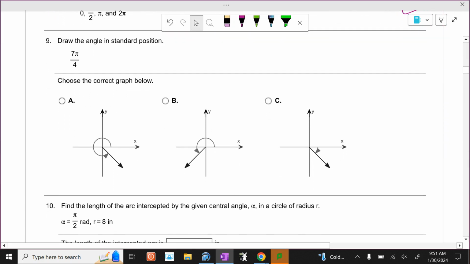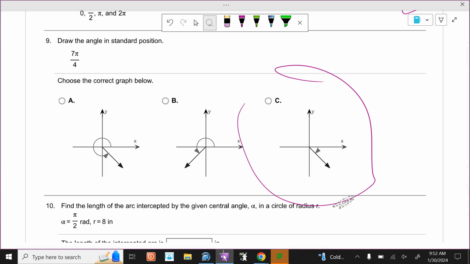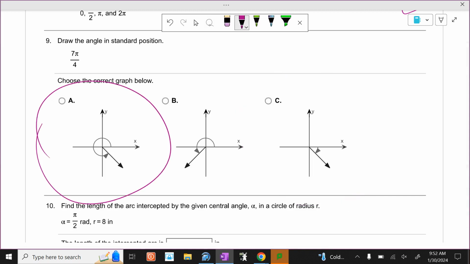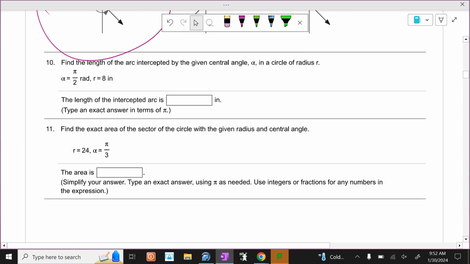Draw the angle in standard position, 7 pi over 4. Well, whoops. Not that one, because that's negative pi over 4. This is the answer, because you got to go around this way. 7 pi over 4 is that way around. Okay, arc length.